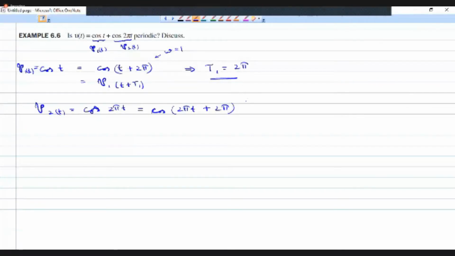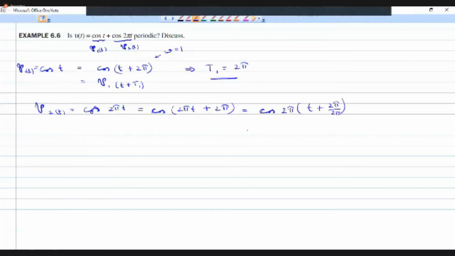Now I have to express this as some t plus some capital T, some small t plus one other capital T. So what should I do? I should take out this 2 pi from here. So I can write this as t plus 2 pi by 2 pi, which is nothing but equal to 1 here, right?